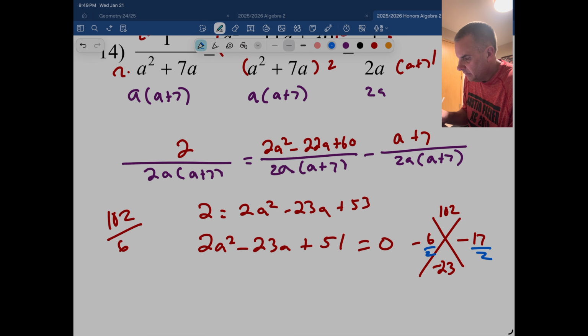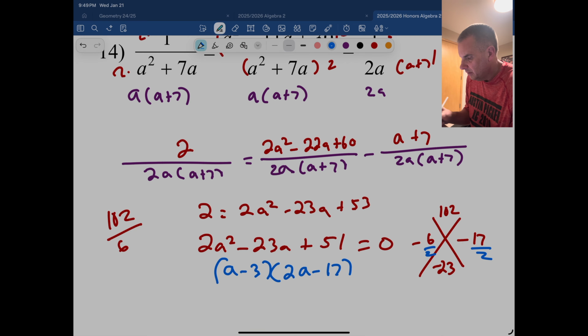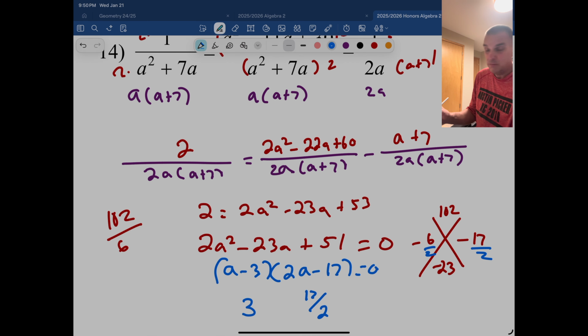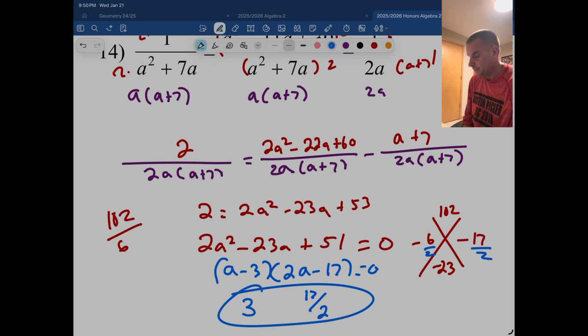That becomes 3. So a minus 3 times 2a minus 17. So my answers are 3 and 17 halves. Is that right? Oh, yeah, that's right. Can't be 0 or negative 7, so we're good to go. Surprise myself. Who needs a calculator?